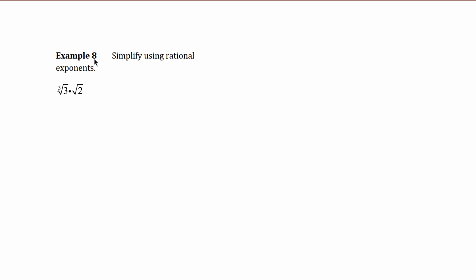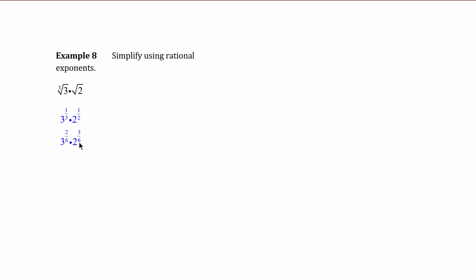Next, we have example number 8. Simplify using rational exponents. We have the cube root of 3 times the square root of 2. First, we rewrite everything with rational exponents. We have 3 to the 1/3 power times 2 to the 1/2 power. What we need to do next is rewrite the fractions using the LCD of 6. We get 3 to the 2/6 power times 2 to the 3/6 power.